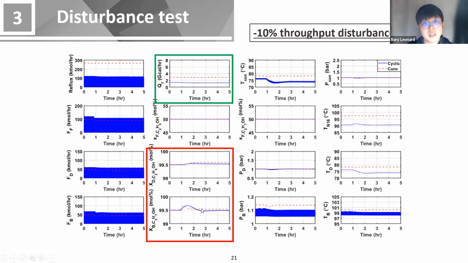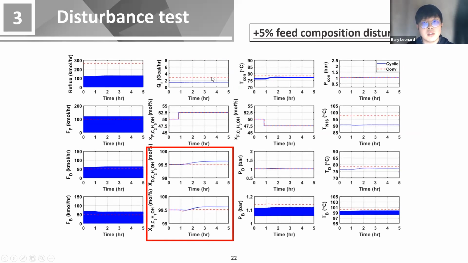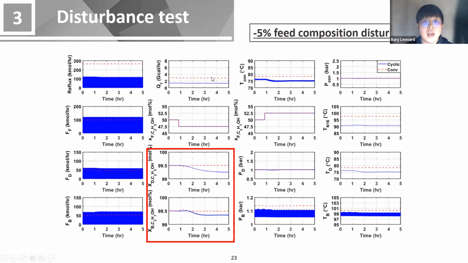counterpart. And here is the minus 10% throughput disturbance. We can also see that the cyclic distillation can retain the target purity quite well. And here I just want to point out that the purity of the conventional distillation is way higher than the purity for the cyclic distillation. And this is for the plus 5% feed composition and for minus 5% feed composition disturbance.